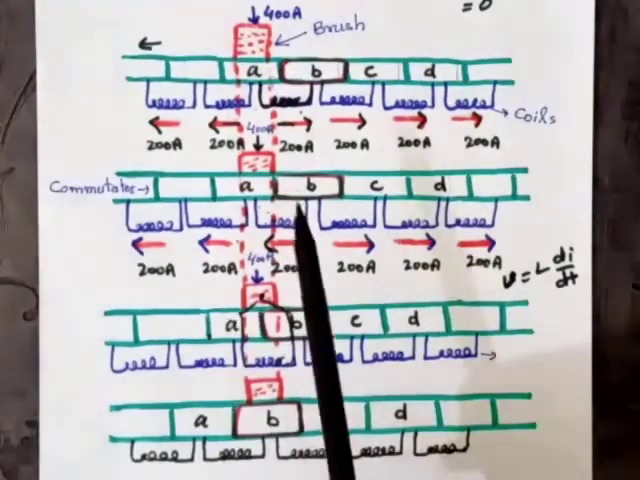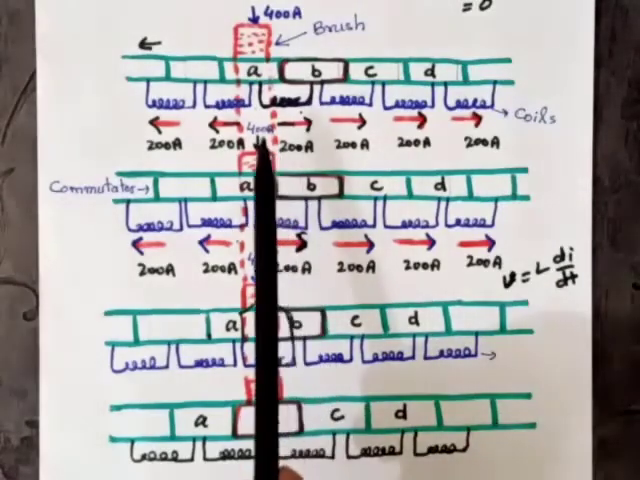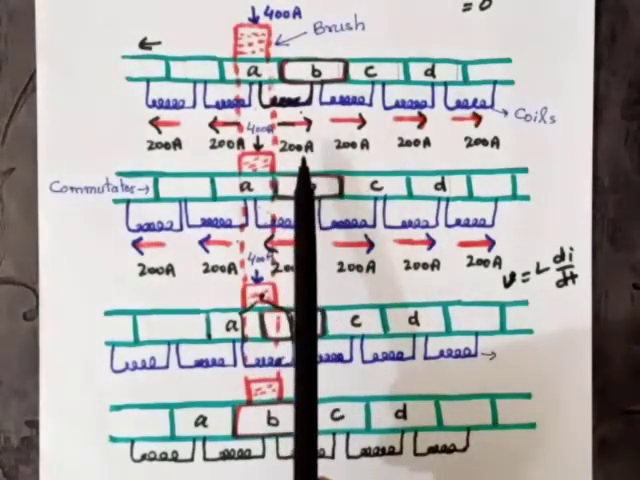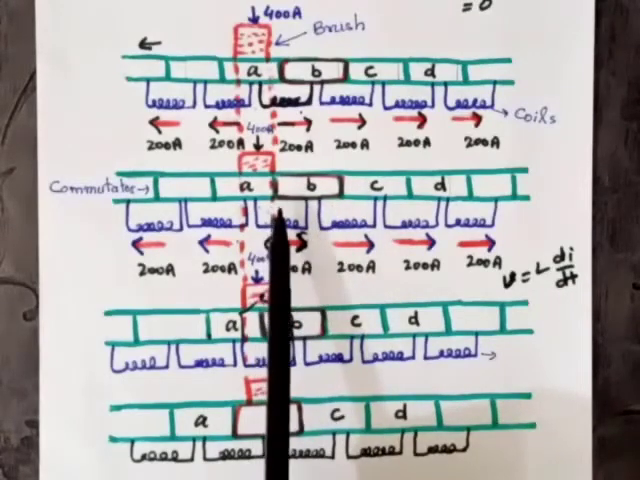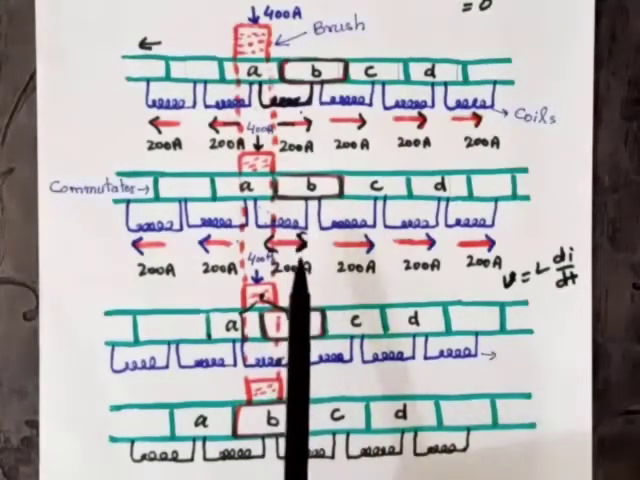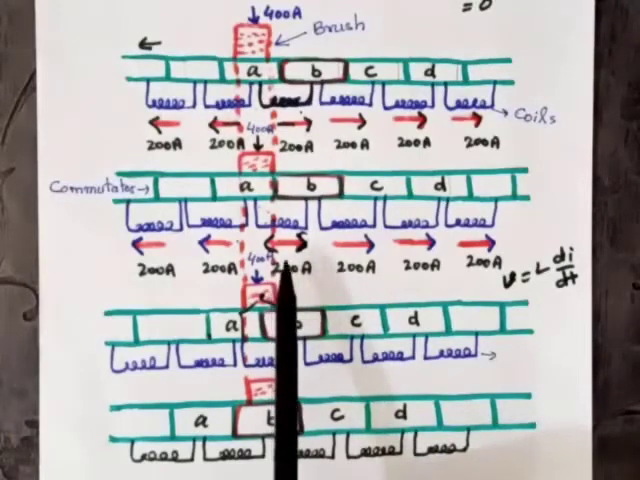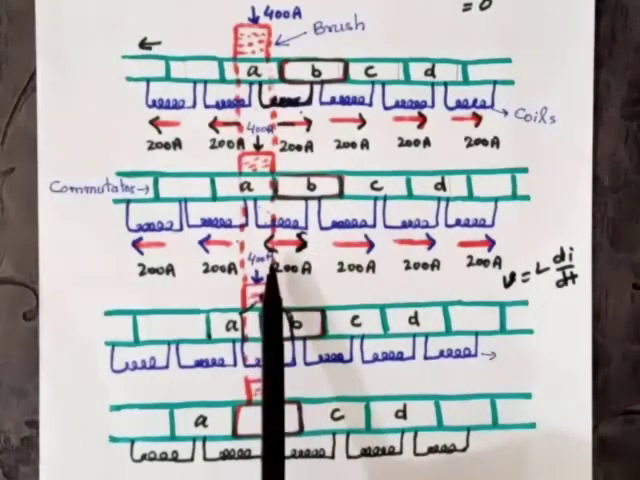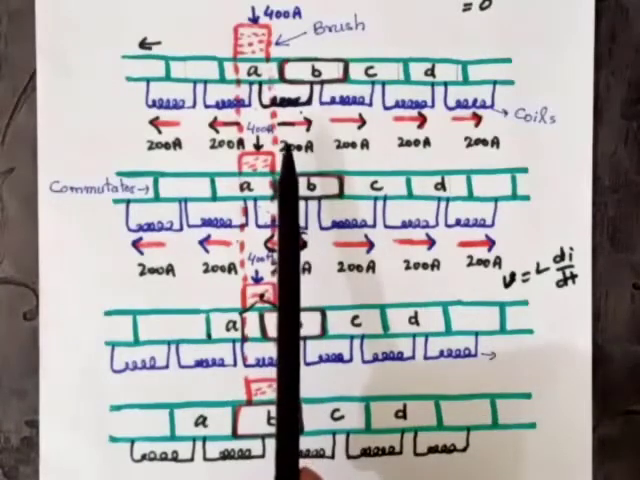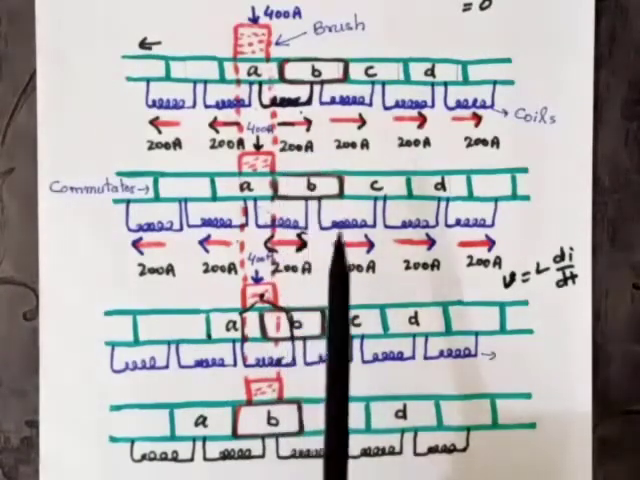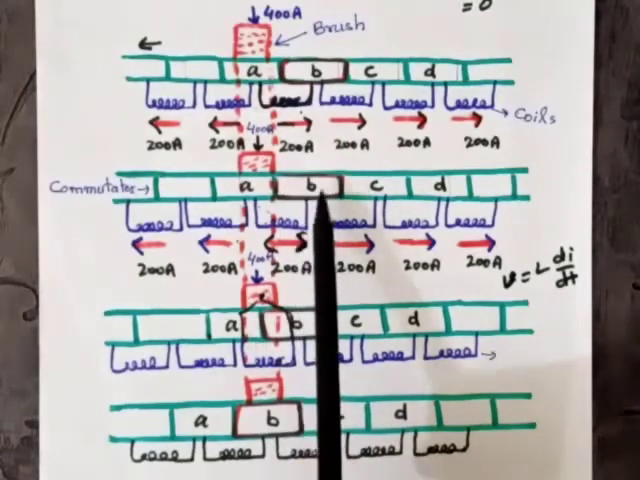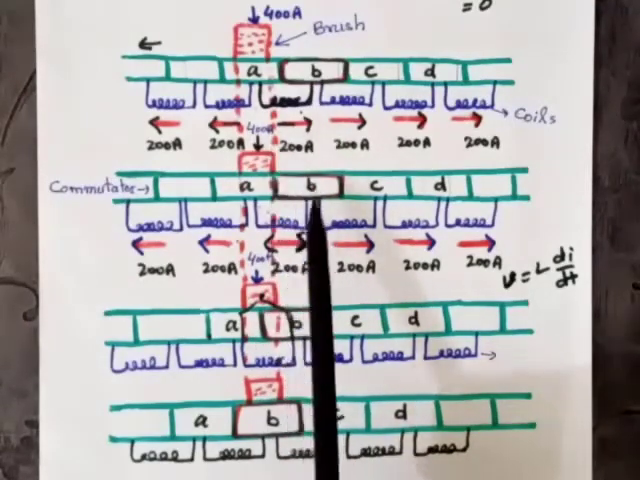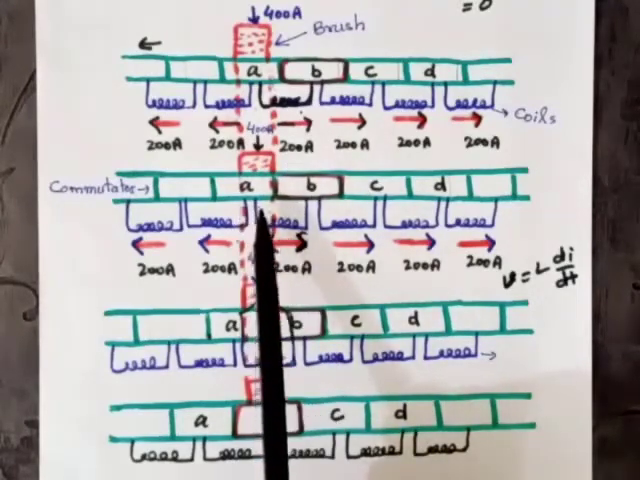As you can see in this figure, here the direction of the current is towards the right side. When the commutator segments shift or rotate with the loops, the direction of the current shifts from right to left. Here the direction of current is positive, and here the direction of the current is negative. That change occurs due to the change in the commutator segments.